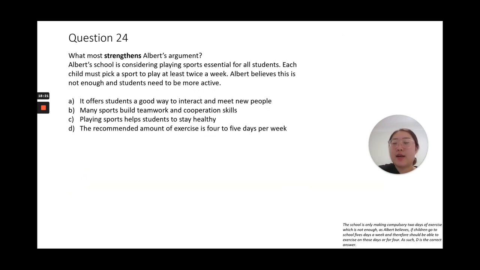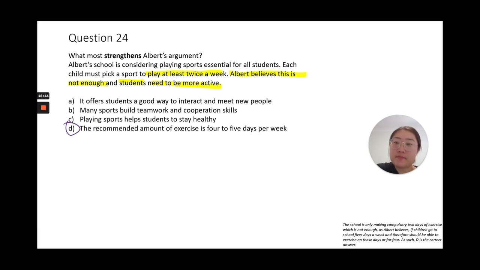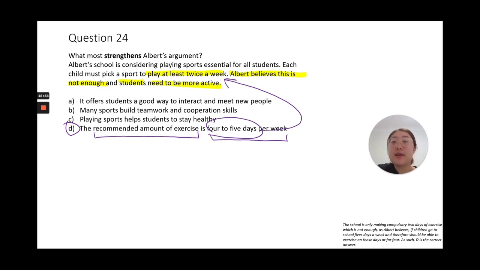Okay, which strengthens Albert's argument? Let's find his argument. So, at Albert's school, it's encouraging children to play at least twice a week. Albert believes that this is not enough and students need to be more active. What would strengthen this? The answer is D. Okay, why? The recommended amount of exercise is 4 to 5 days per week. This directly kind of counteracts or supports Albert's argument that we can't just play twice a week.